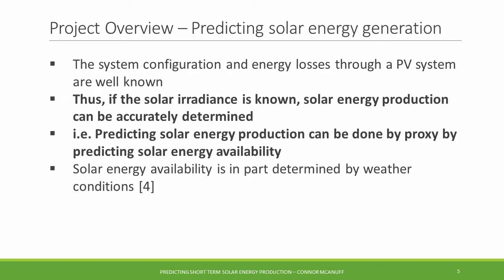Now that we have a measure of energy available to enter a PV system, joules per meter squared, we can use this value to predict short-term solar energy production. The PV system configuration and associated energy losses through the system are well known. So, we can say that we are predicting solar energy production by predicting the solar energy availability for a given day at a specific location, the location being that of the PV array. How do we predict solar energy availability? It is in part determined by weather conditions. If we have weather forecasts for our PV array location, we may be able to use these forecasts to predict the daily solar energy availability.